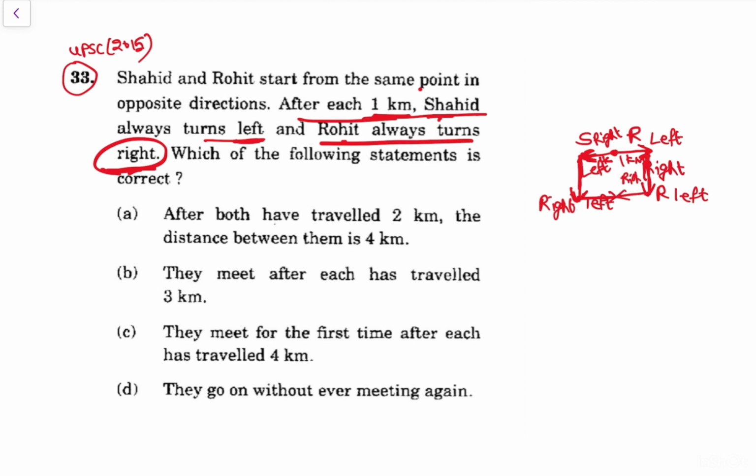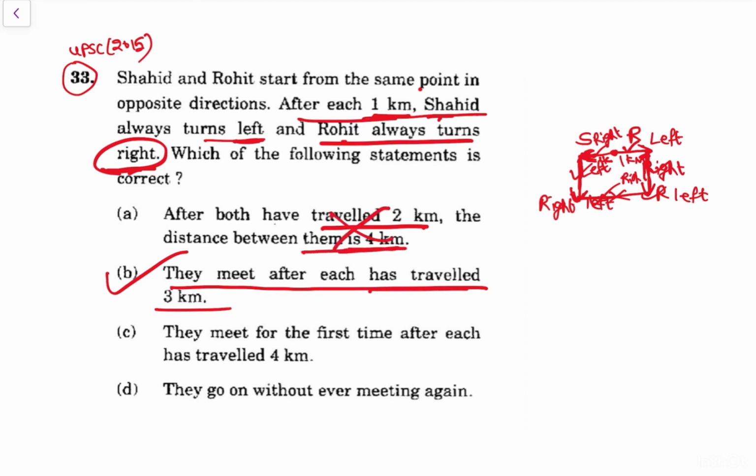So the answer is like 1 kilometer, 2 kilometer, 3 kilometer. So after 3 kilometers each one, they meet each other as traveled 3 kilometers. ये correct answer है. See here like after both have traveled 2 kilometers, distance between them is 4 kilometers. ये गलत है because distance between them is what? After 2 kilometers each one of them are here and here. Distance is like 2 kilometers only. So this is wrong. They met for first time after each traveled 4 kilometers.